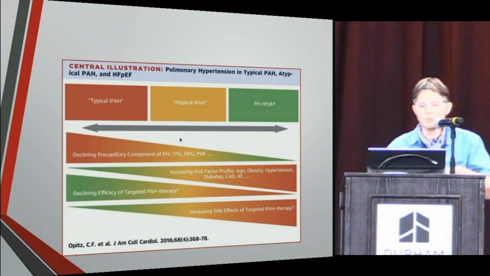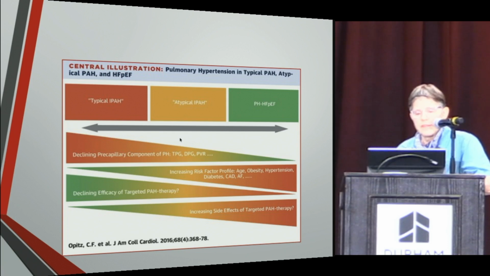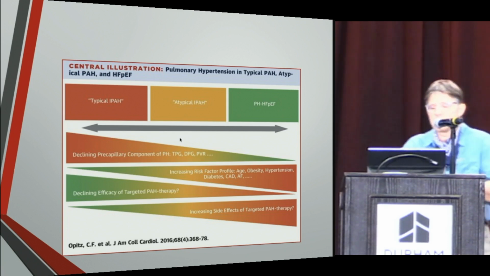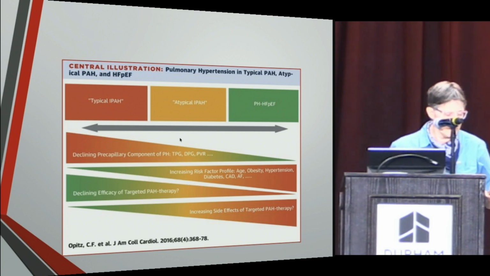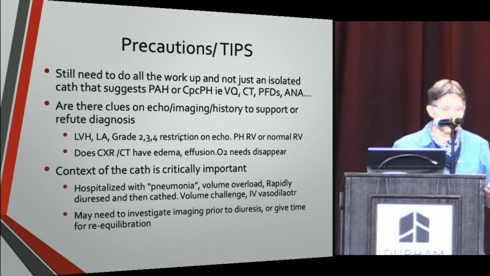Things are a continuum, right? There's typical IPH in the red and true left heart disease on the other side, and things in between. And as we discussed, looking at their other comorbidities maybe helps us. Do we try medicines? Do we not? And probably it meets somewhere in the middle. Okay. All right. I would say a few precautions.